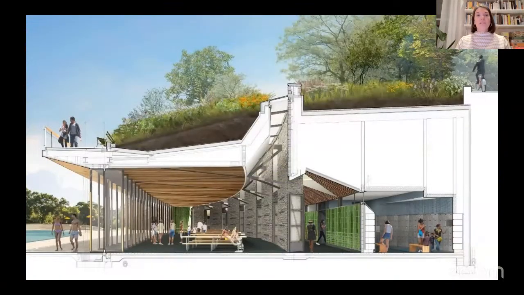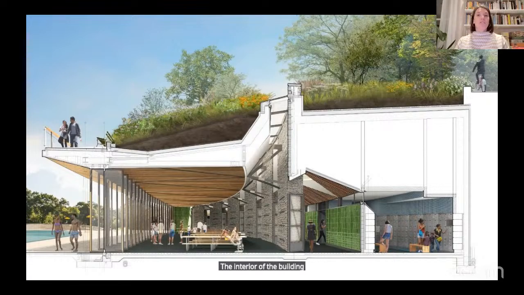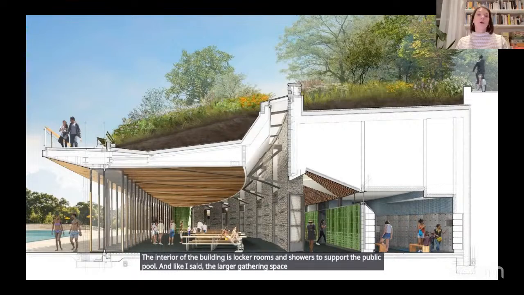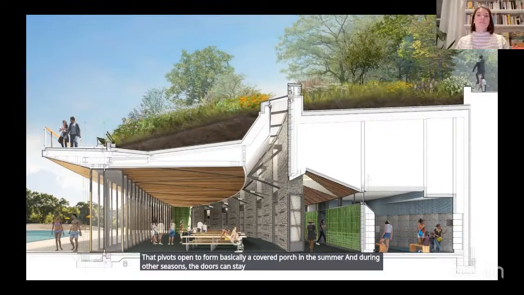This is a section view of the facility, so you can visualize the interiors of the building. Up on the far right, you can see someone riding a bike on the park drive. Then you see the green roof, a skylight that goes down into the space, more green roof, and then the park path. The interior of the building is locker rooms and showers to support the public pool. And like I said, the larger gathering space with a glass curtain wall that pivots open to form basically a covered porch in the summer. And during other seasons, the doors can stay open in nice weather so that park users can sit on the picnic tables located inside there. Go ahead to the next slide.